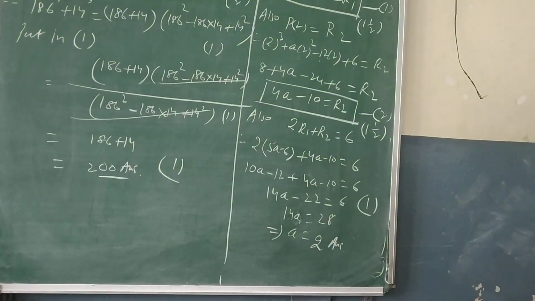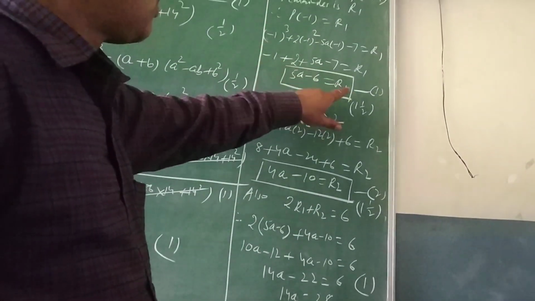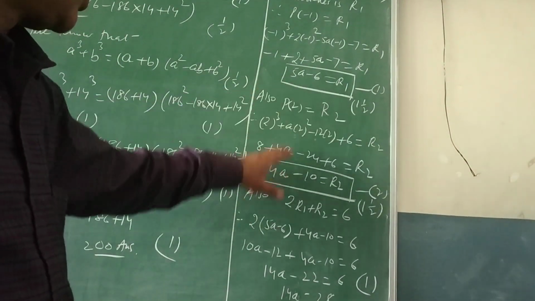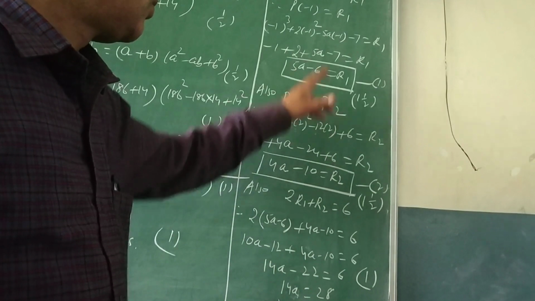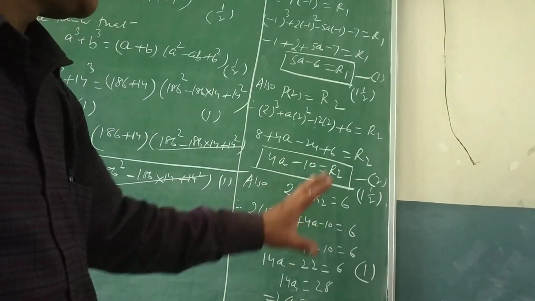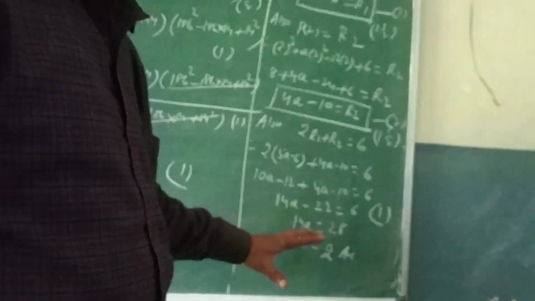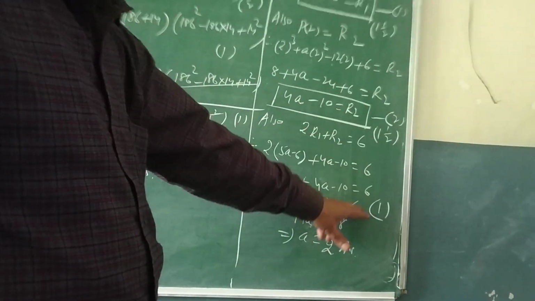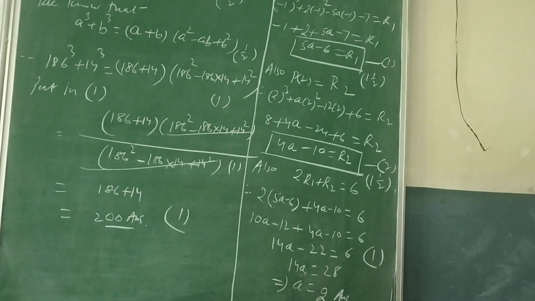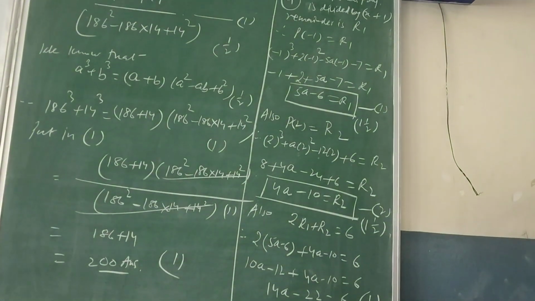So the distribution of marks here: up to equation number 1, 1.5 marks. Then the second equation, again 1.5 marks. So if you have done these two equations correctly, 3 marks, and 1 mark to substitute the values of r1 and r2 and to write the answer. So 1.5, 1.5 and 1 will take you to 4. So this is all the remedy of your yesterday's test.